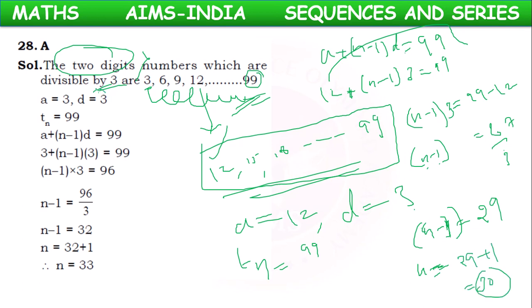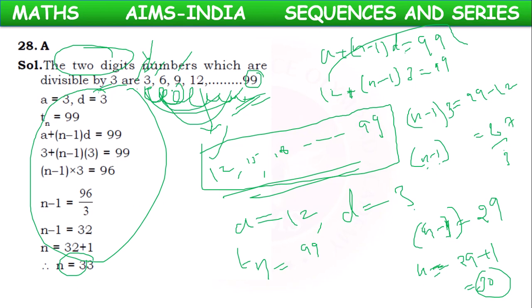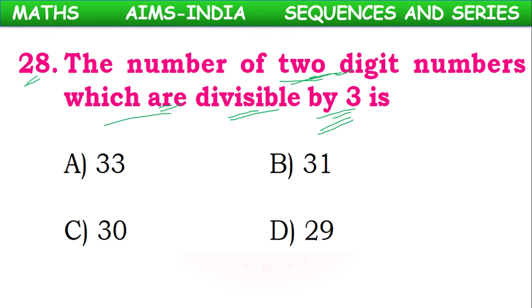So only this method we have to follow. But here they have counted from 3. That's why they have got 3 extra: 3, 6, 9. Below 100, how many numbers are divisible by 3? 33. But how many 2-digit numbers are divisible by 3? 30. So option C is the correct answer.